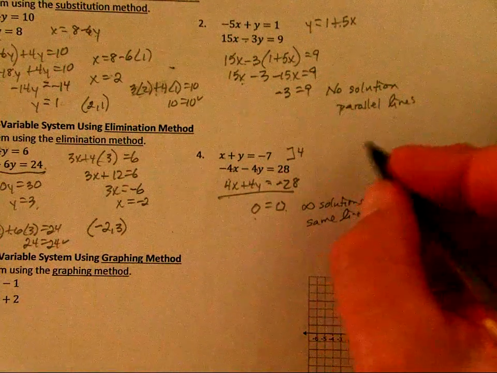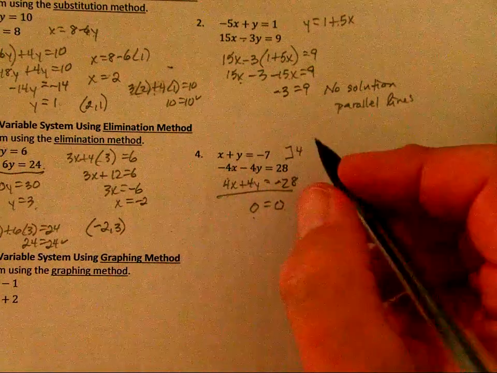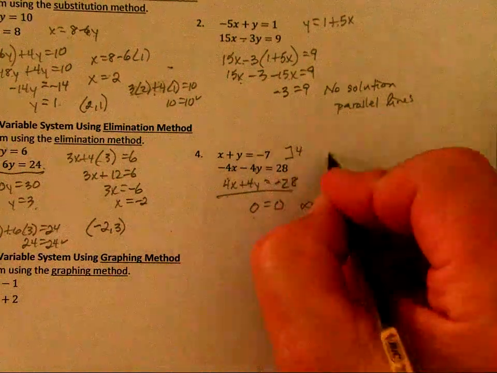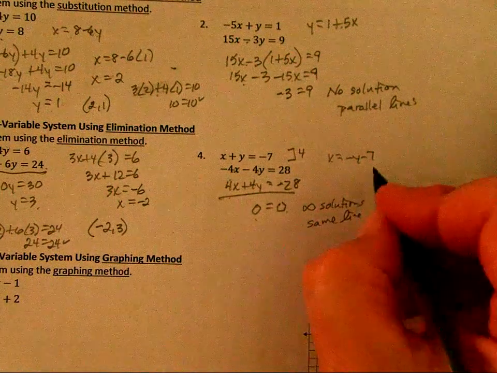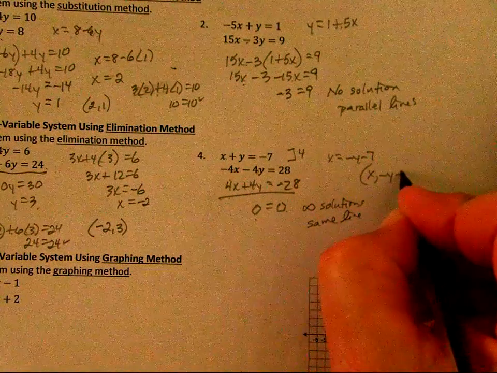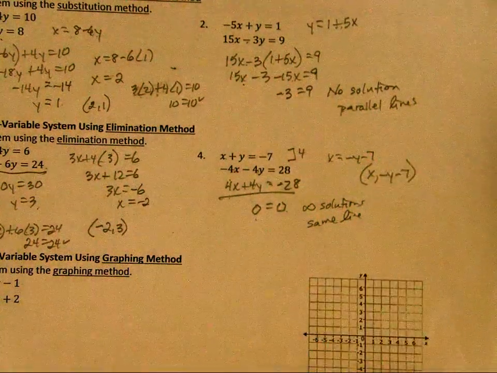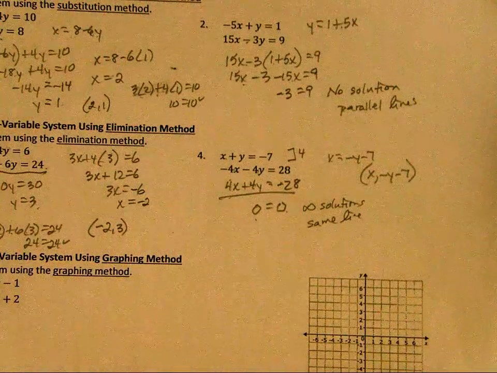Sometimes then they'll ask you, like, if you had the ordered pair, you'd say, well, if I solve one of these, let's say I solve this first one for x, I get x equals negative y minus 7. So the ordered pair might be (negative y minus 7, y) is the way you'd write an ordered pair. That's something this Big Ideas Math does that I haven't seen in another class.